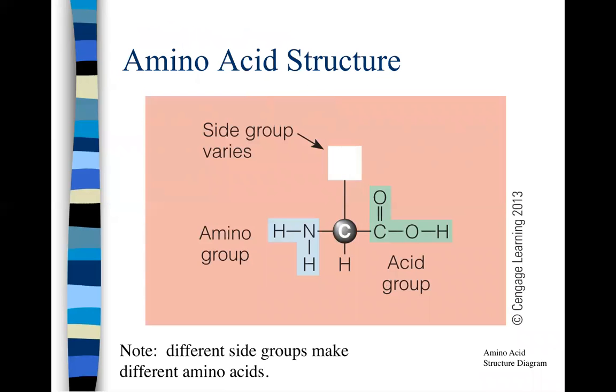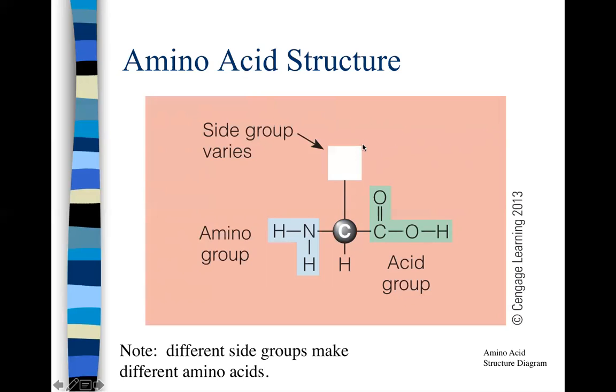So what does an amino acid look like? Every single amino acid has this basic structure. It has an amino group, and the amino group refers to the nitrogen. So the amino group is shown here in light blue. It has a central carbon, and then it has an acid group, which if you remember from our fatty acids, looks just like this. So it has a carbon with a double bond to oxygen, a single bond to oxygen and hydrogen. So the acid group is shown in the green.